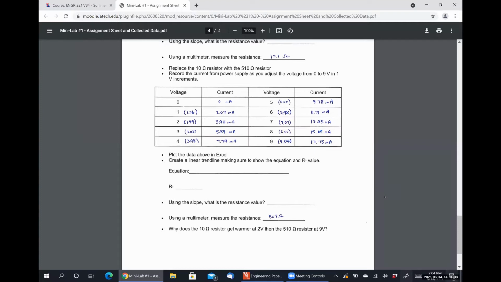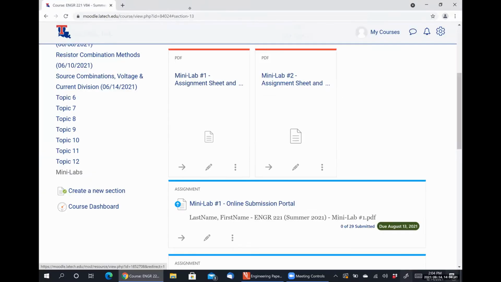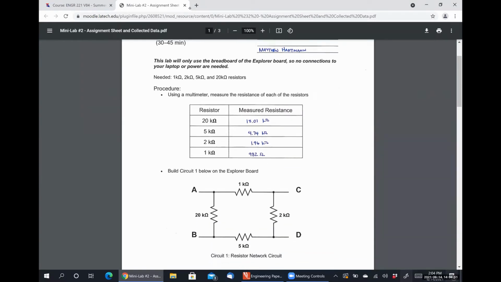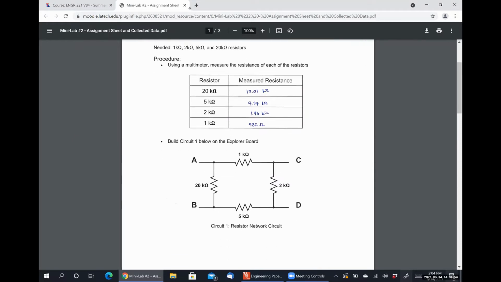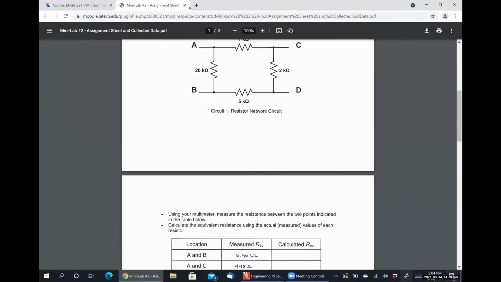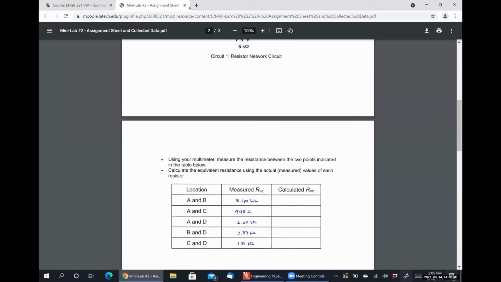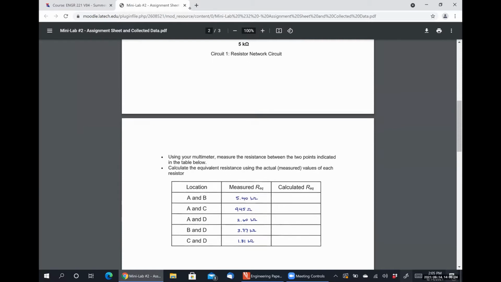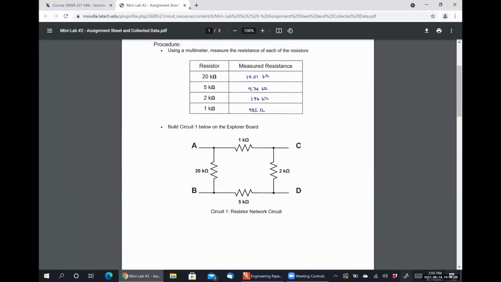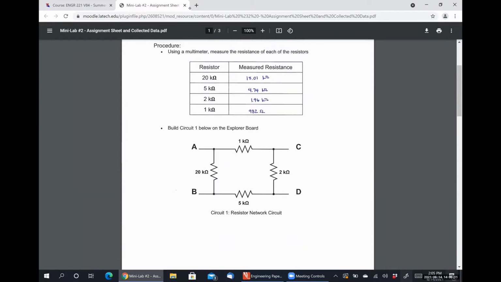Cool beans. All right, so let's look at mini lab number 2 real quick. This one goes directly in line with what we covered in class on Thursday. There are 4 resistors. I collected their actual resistance value, and then I created the circuit shown below on a breadboard, and then measured the various combinations of resistances. So what I am asking you to do in this particular assignment is to use these measured resistance values up here and to calculate the equivalent resistance seen between those terminals.